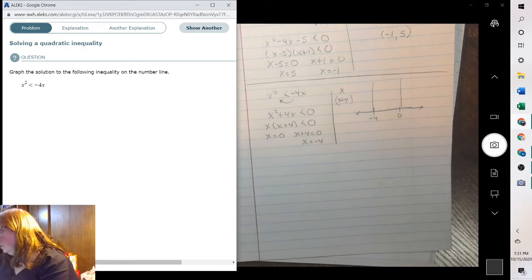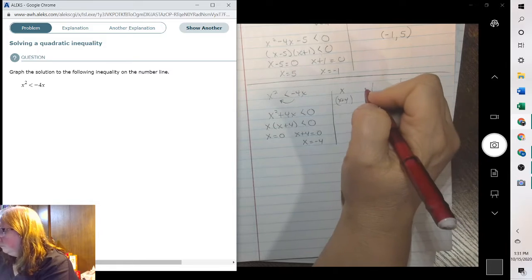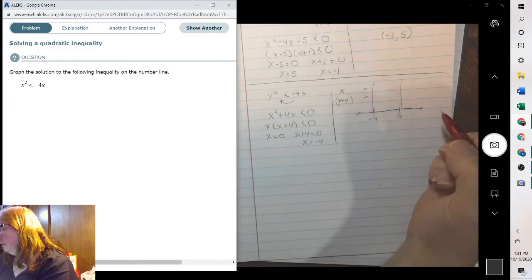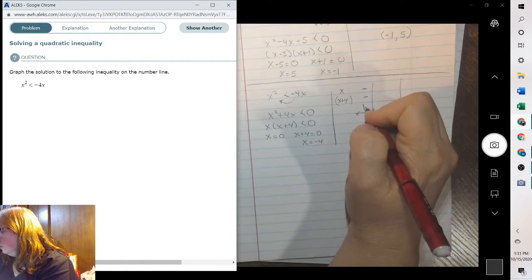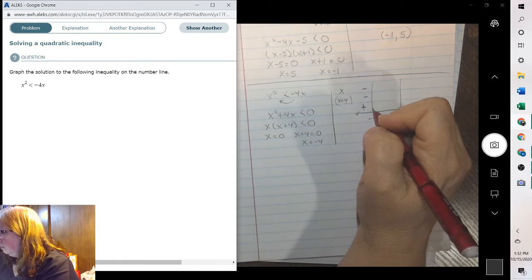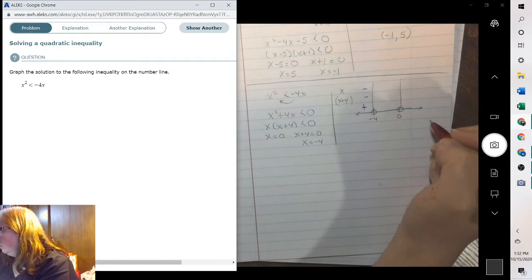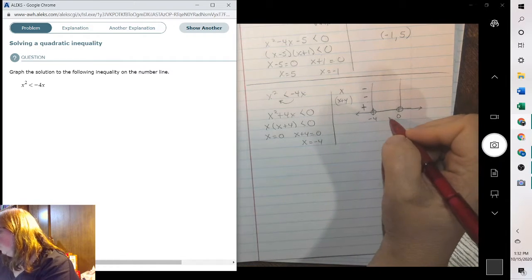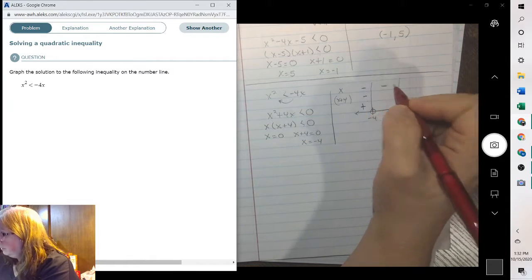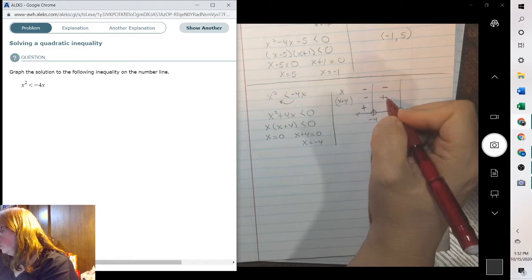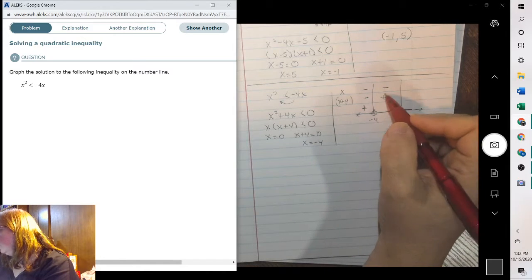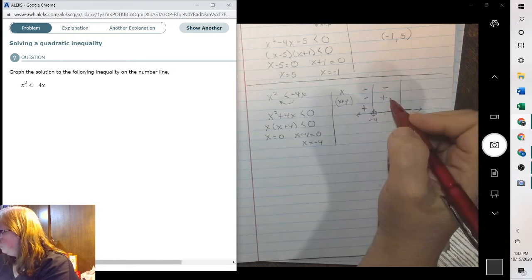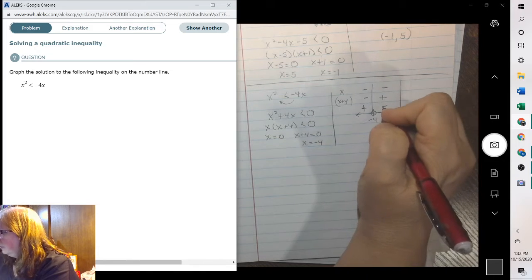So if we pick a number to the left of -4, say -5, this will be negative and this will be negative. Because -5 plus 4 is a negative. Negative times negative is a positive. And we're not including the endpoints, so we won't color them in because there's no equal to. Going in between here, we can do -1. -1 would be negative. -1 plus 4 would be positive. These are 90% of the time they are changing. The only time they don't is when you have an even multiplicity. Negative times positive is a negative.